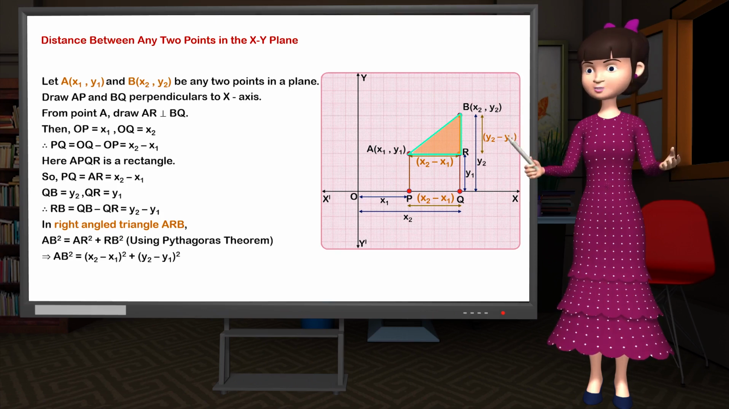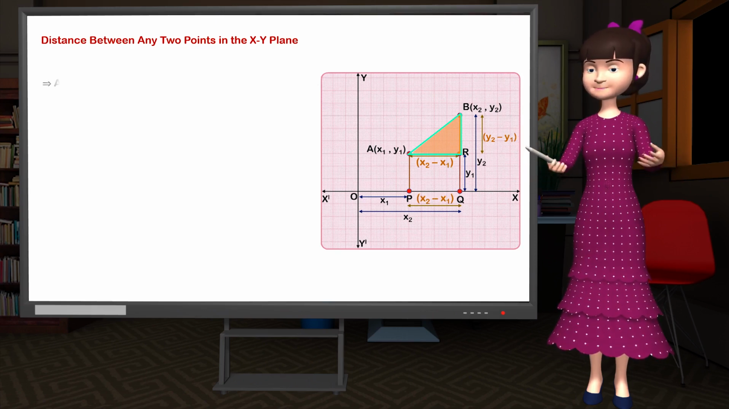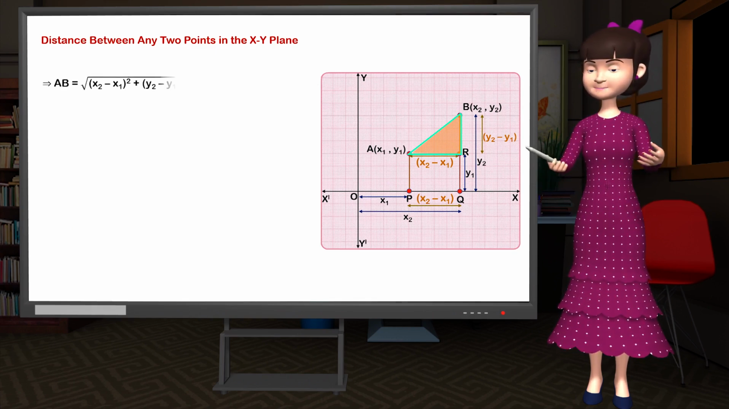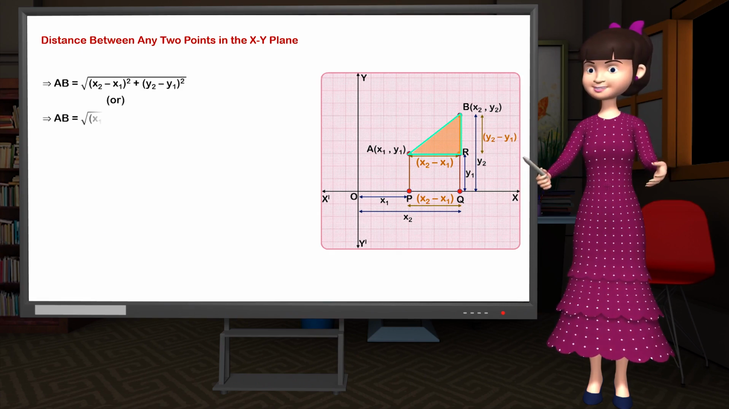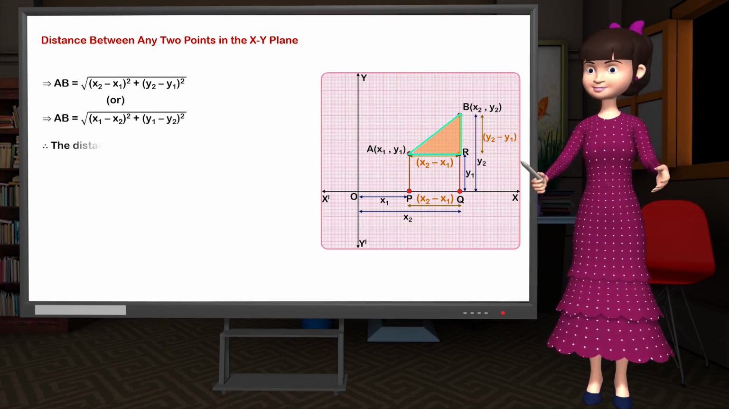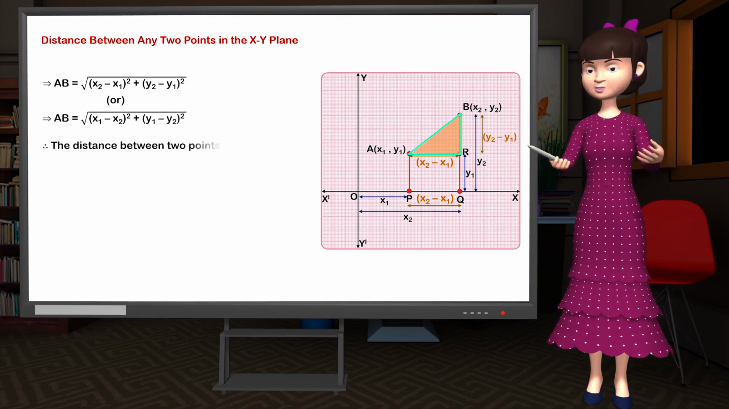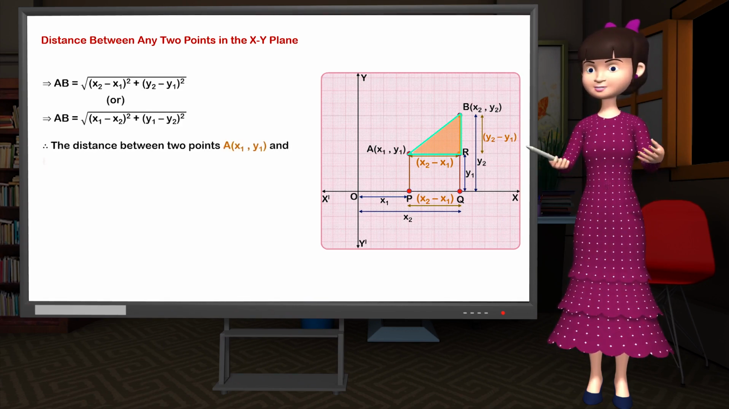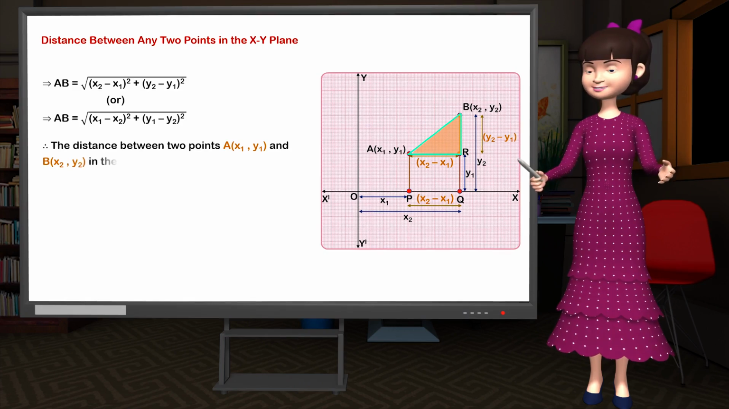Transposing the square to the other side, we get AB is equal to under root (x2 minus x1) whole square plus (y2 minus y1) whole square, or AB is equal to under root (x1 minus x2) whole square plus (y1 minus y2) whole square.